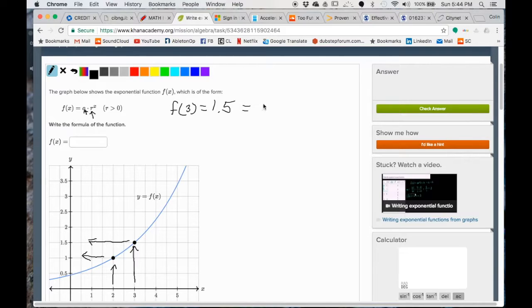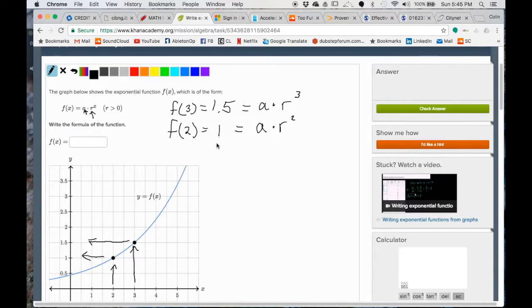And the expression goes a times r to the x power, and since we're plugging in 3 for x, we put 3 up here. Also we've got f of 2 equals 1, which also equals a times r to the second power. Okay, so right here we've got 2 expressions, 2 unknown variables. We'll be able to figure it out.